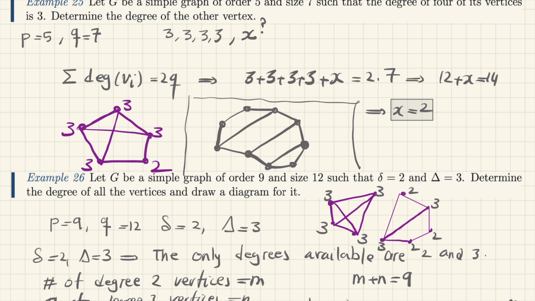The degree here is 2, here is 3, here is 3, 3, 2, 3, 3, 3, 2. Yes, exactly. So the minimum is 2, the maximum is 3. And is it according to our predictions? Yes. How many 3s you see? 1, 2, 3, 4, 5, 6. That's correct. How many 2s you see? 1, 2, 3. That's also correct.